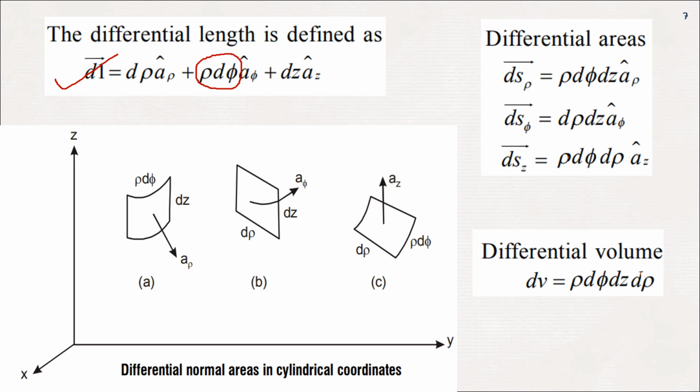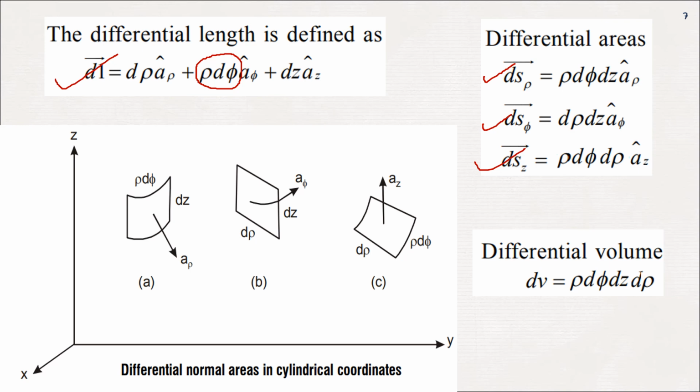And what is the vector coming out from the surface? A rho. Look here, second one, d rho into dz, and what is the vector coming out from the surface? A phi. And the third one is d rho into rho d phi, right? What is the vector coming out? Az. So these are the differential areas.